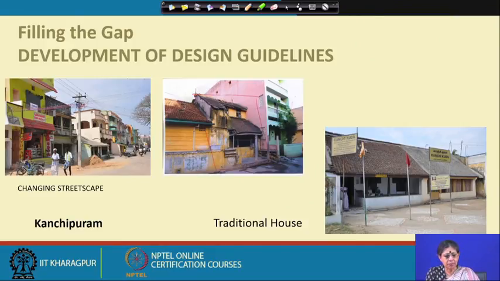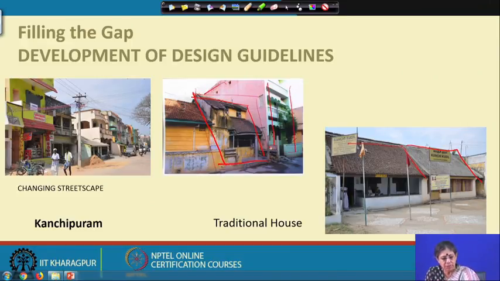I will take another example. This is from Kanchipuram, and this particular street again has a lot of temples. It comes within the regulated zone, which is the 100 plus 200 meter area. What is happening there is that historically many of these structures were like this one, the traditional structure, which was the prevalent type of structure. Over the years people feel like changing the structure, and as you can see, a new structure has come up.